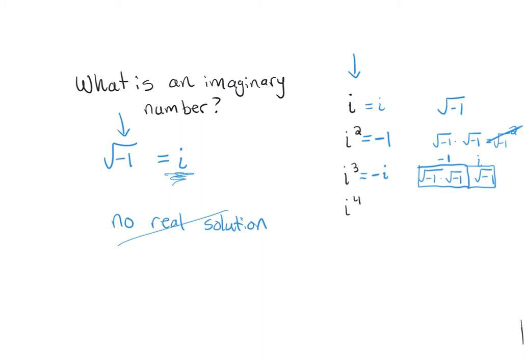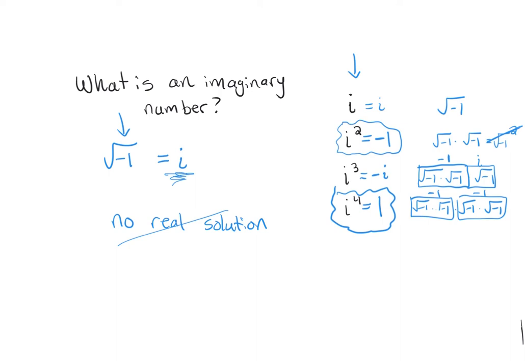Okay, i to the fourth. So square root of -1 times square root of -1 times square root of -1 times square root of -1. So 2 of them would be a -1. These two are -1. -1 times -1 is +1. So this is important in our next lesson, that i to the fourth always equals 1. And then also, i squared equals -1.